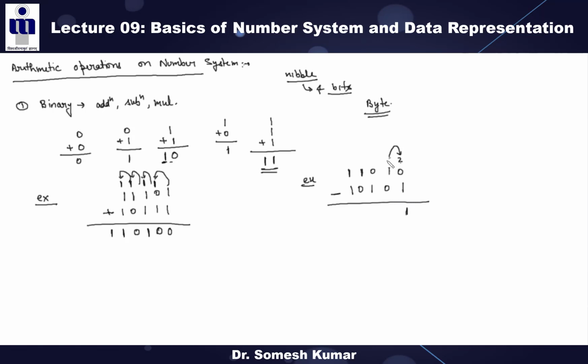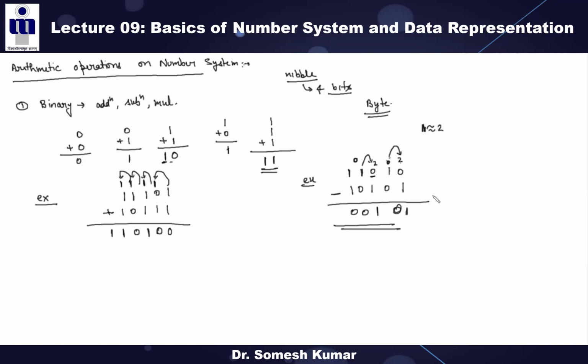Now what remains here: you already took this 1, which is equivalent to 2, right? Clear? So now here remains 0. 0 minus 0 is 0. Now again 0 minus 1, you have to take a borrow, right? It becomes 2. 2 minus 1. And here 0 minus 0, and this 1 minus 1 is 0. Clear? This is the answer, this is your binary subtraction.